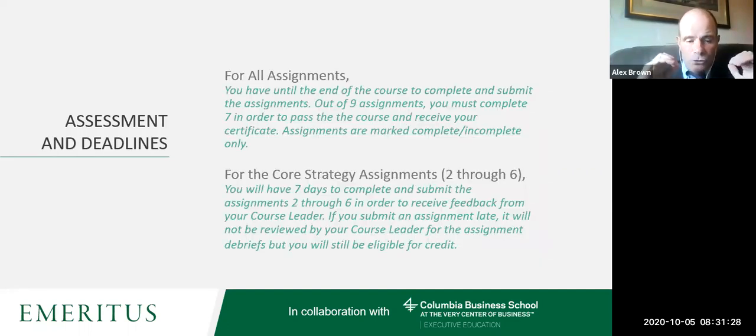What you need to do to complete this program is complete 7 out of the 9 assignments by the end of the course. If you're a little bit late on 1 or 2 of your assignments, that's perfectly fine. As long as you complete 7 out of 9 by the end of the program, you will gain your certificate of completion. Included in that are the 5 core strategy assignments, as I've talked about.